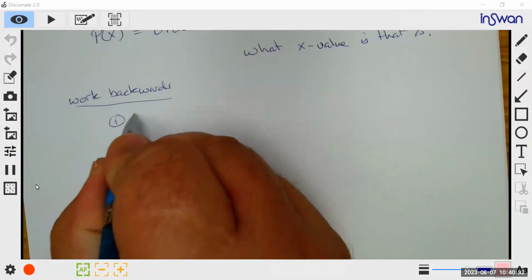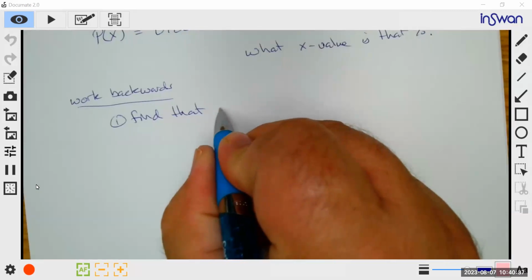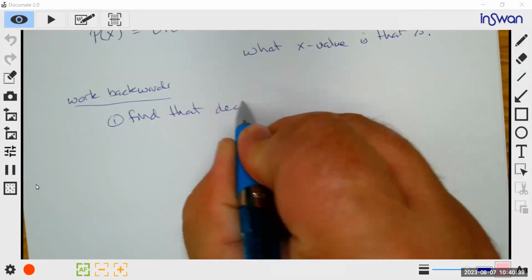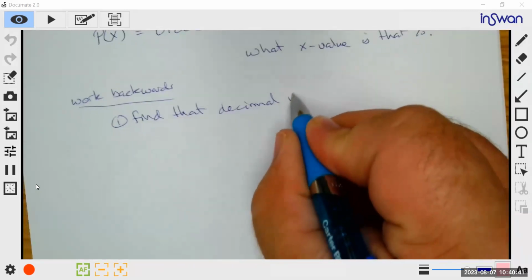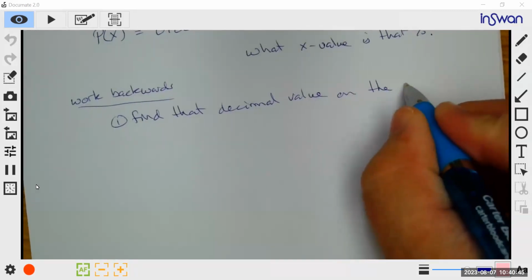So step one, find that decimal value on the chart.